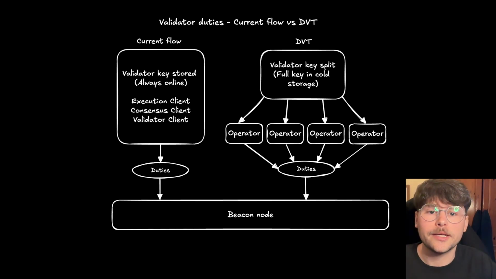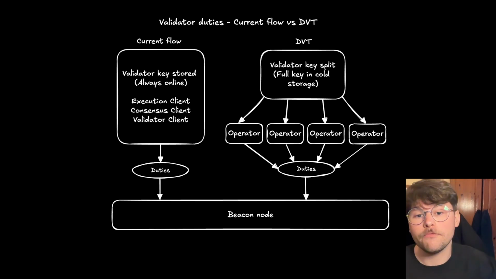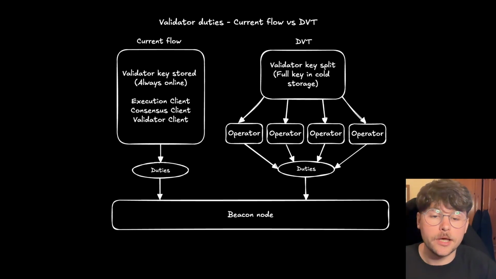So instead of the validator key just being on one node along with everything else, we can split this validator key and we can pass it out to what we call operators. The operators themselves, they will run the execution, the consensus, and the validator client on their own nodes. And when it's time for a duty for this validator to be done, it means only 3 of the 4 of these operators need to be online.